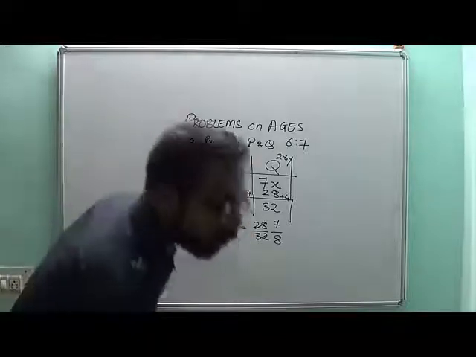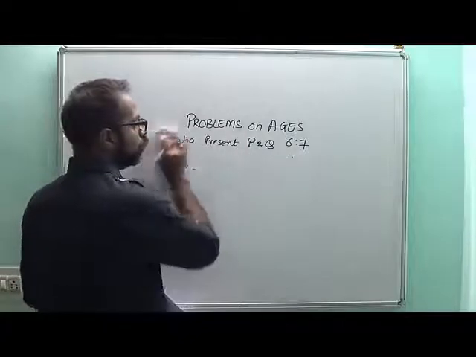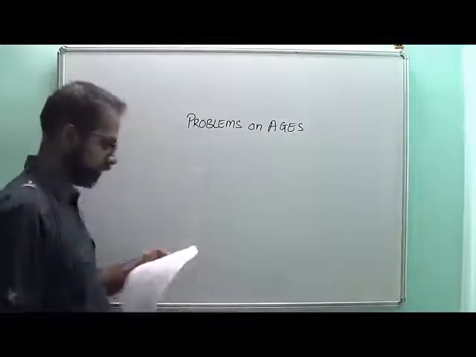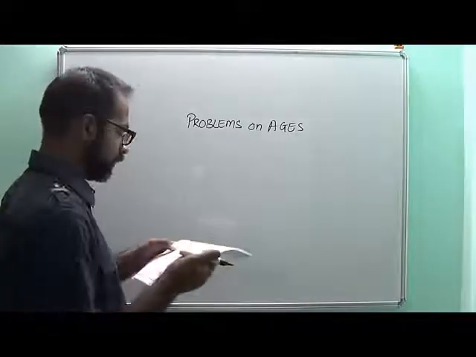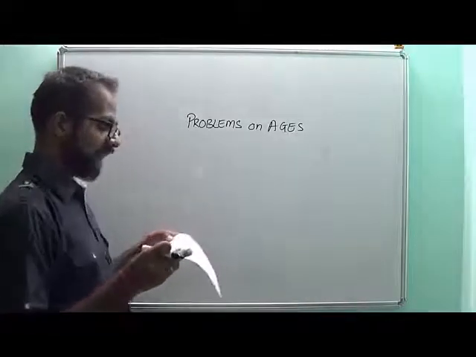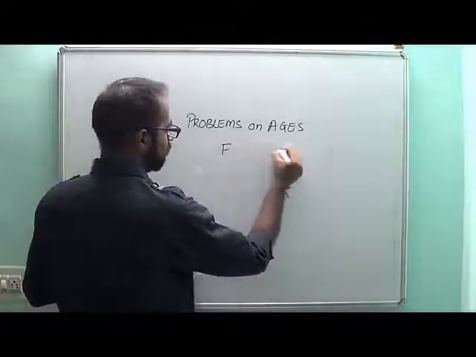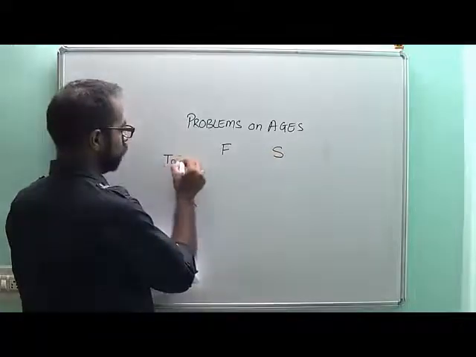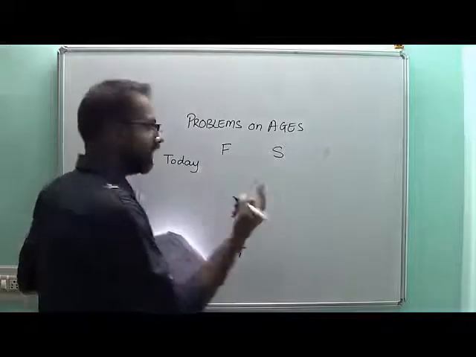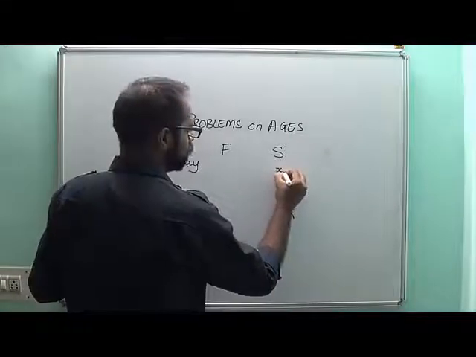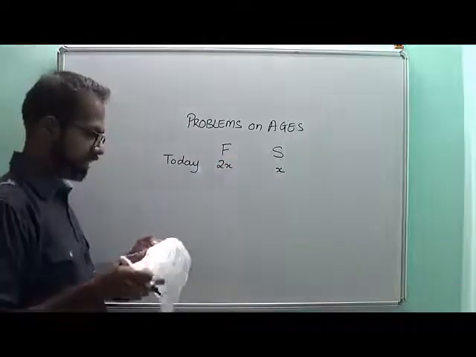Let us take one more example and see if we can understand how to go about solving such problems on ages. Now, it is given that a father is twice as old as his son. That means I have the father, I have the son. Today, I know that the father is twice the age of his son. So if the age of the son is X, then the father is twice that, which is 2X.